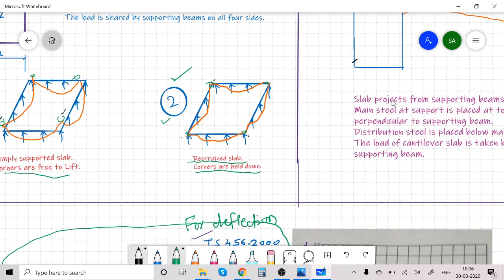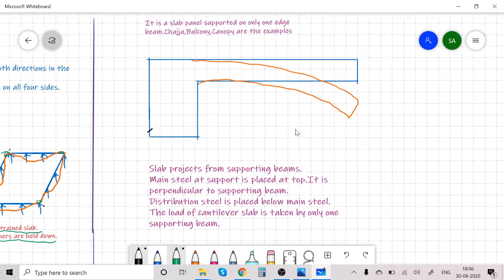And the third type is cantilever slab. In case of cantilever slab, the main steel is provided at the top like this. There is sufficient anchorage to this main steel so that the bar will not get pulled out due to tension, and the distribution steel is provided below this main steel, which is parallel to the supporting beam, whereas main steel is perpendicular to the supporting beam. So slab projects from supporting beam.